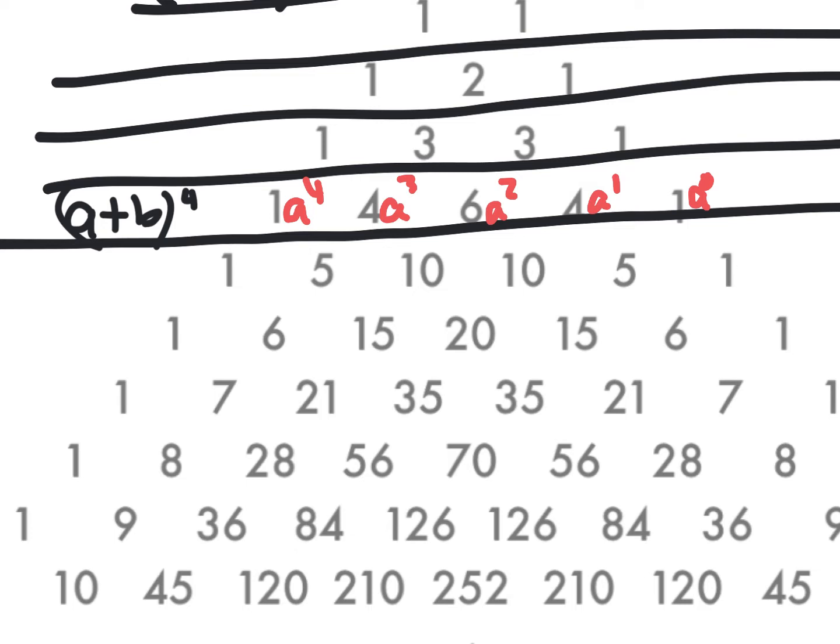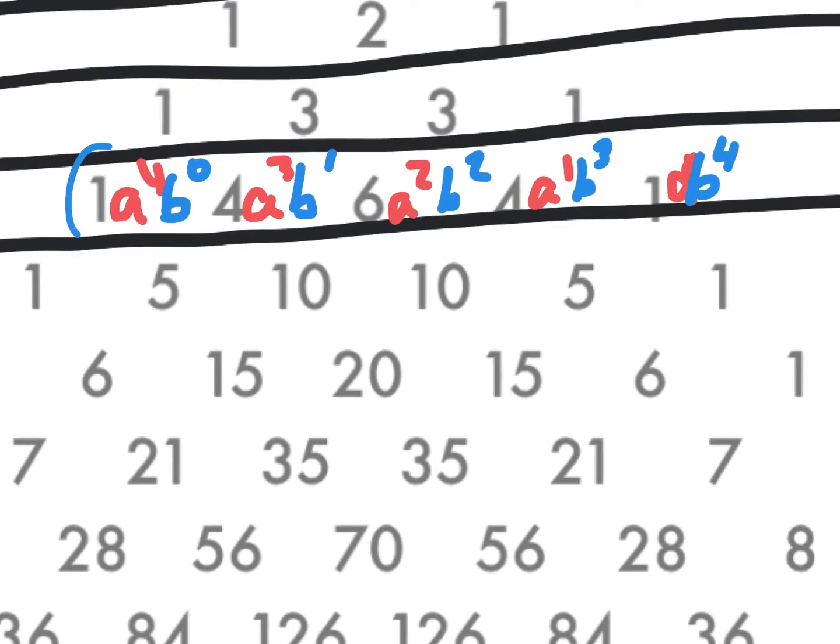Zodi, what's B? For the first one, B to the 0. Yep. B to the 1, B to the 2, B to the 3, and B to the 4. You are correct. Now, if you can just see these, clean them up in your head.